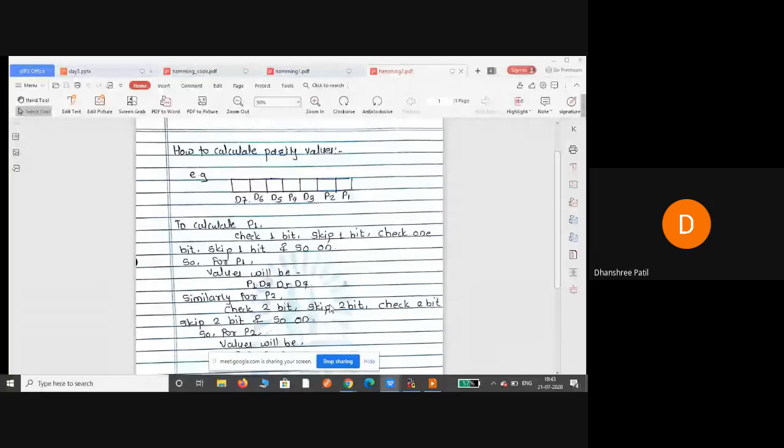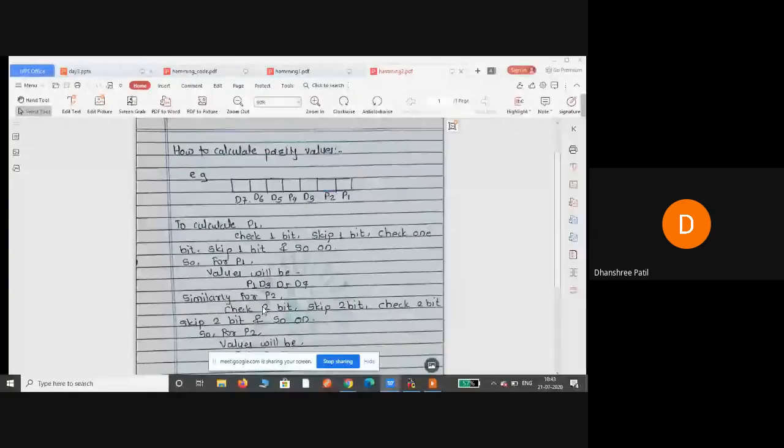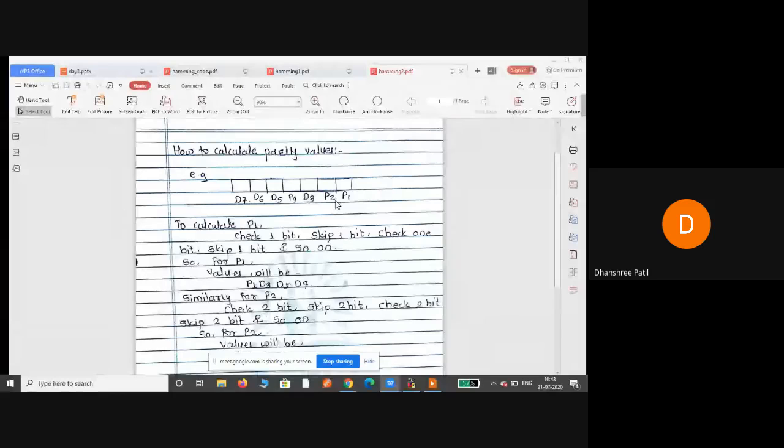Similarly P2 आहे, for example मला P2 ची value काढायची, तर काय करायचं, check 2 bit skip 2 bit. ओके, check 2 bit skip 2 bit. Same procedure follow करत जायचं, but start from P2 itself, not from the P1. So चेक कुठले कुठले येणार, P2 D3 चेक करायचे, P4 D5 skip करायचा, D6 D7 चेक करायचे, and so on.